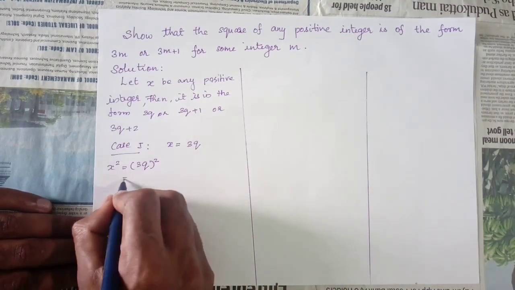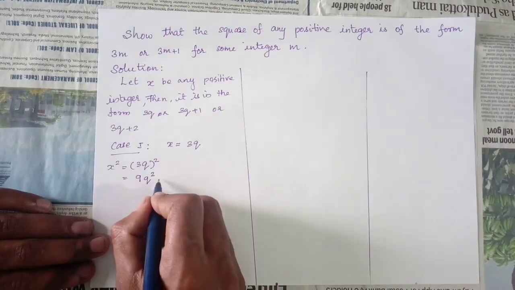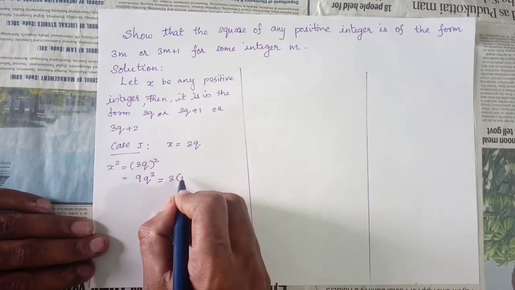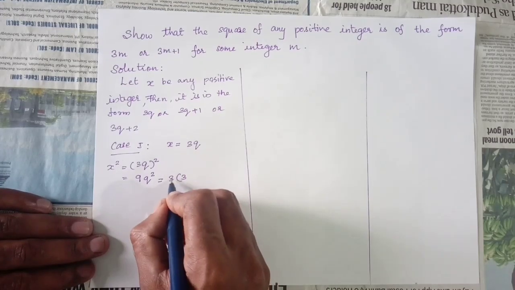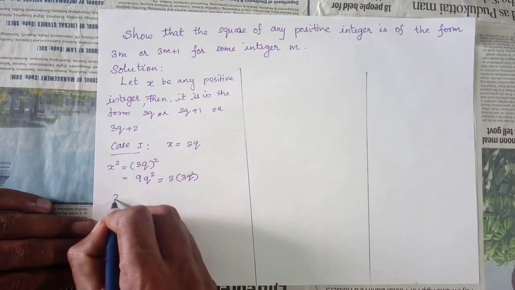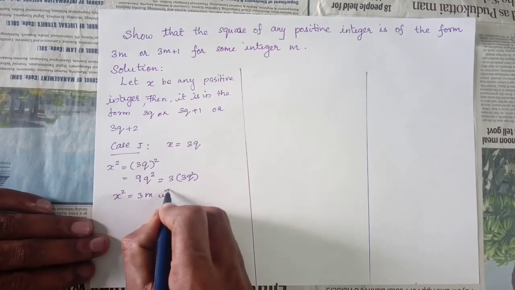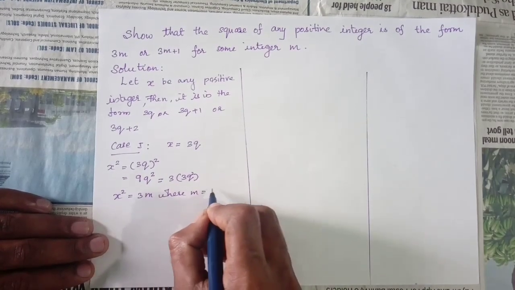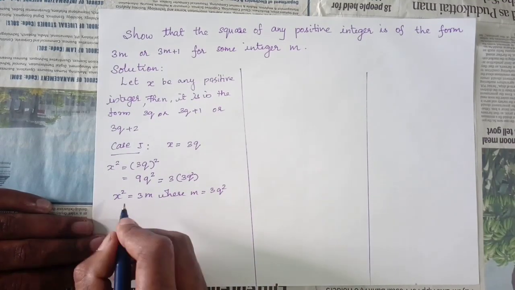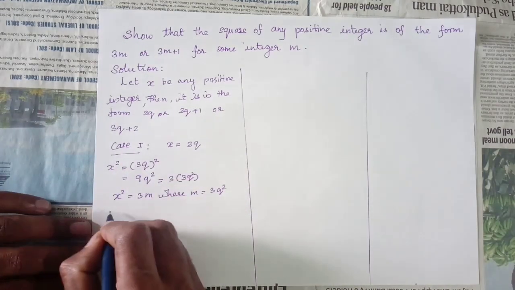Now when we square this, we get 3 square is 9, times q square. This further we can write as 3 into 3, so we take one 3 outside: 3q square. So x square is equal to 3m, where m is equal to 3q square, like our previous question.